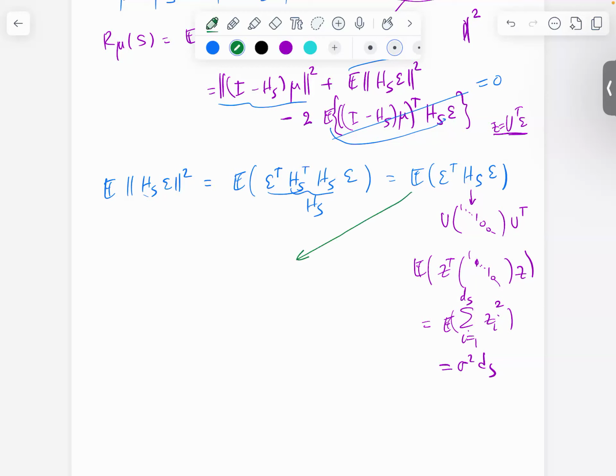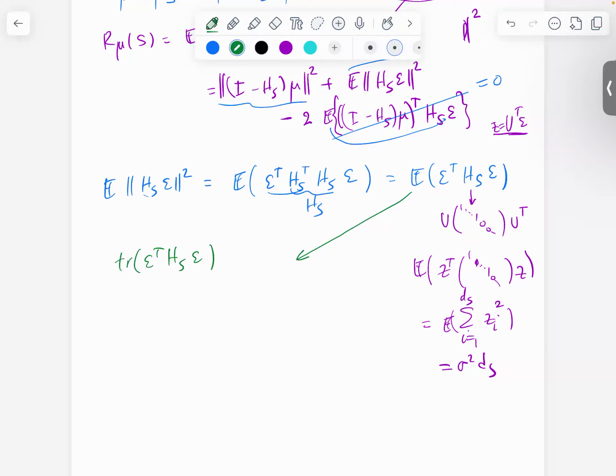Has anyone heard about the trace trick? Diagonal matrix. So we don't have a diagonal matrix here. So what is the trace trick? The trace trick is, this is a scalar. A scalar, you can think of it as a 1x1 matrix. I can write it as the trace of itself. Okay, the 1x1 matrix has a single diagonal element and trace is the sum of the diagonals. So this is the same as the trace.